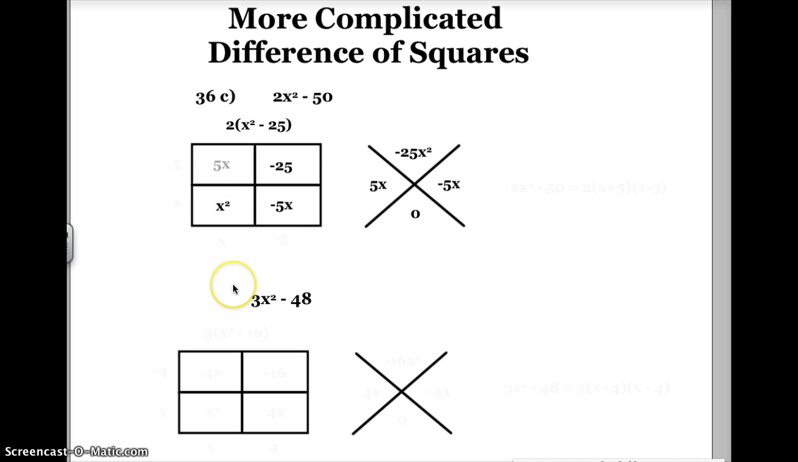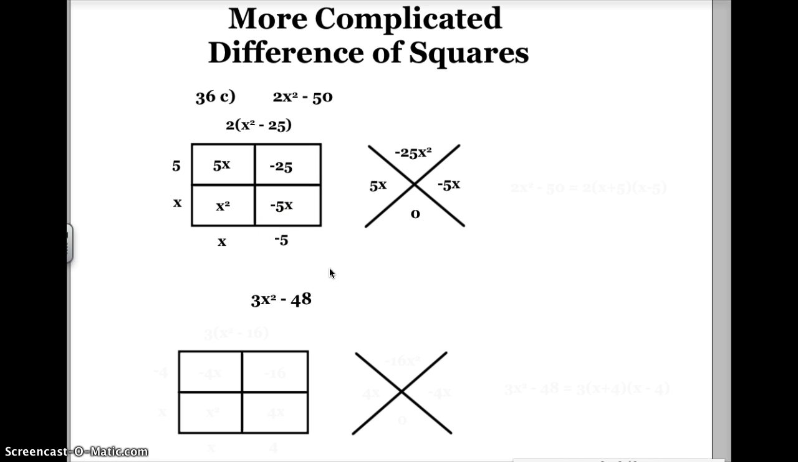When I put them into my generic rectangle, I can factor an x out of my bottom row, and if this dimension is x over here, then this dimension has to be x to get the area of x squared. And then if this is x, that length has to be 5. If this is x, this length has to be negative 5.